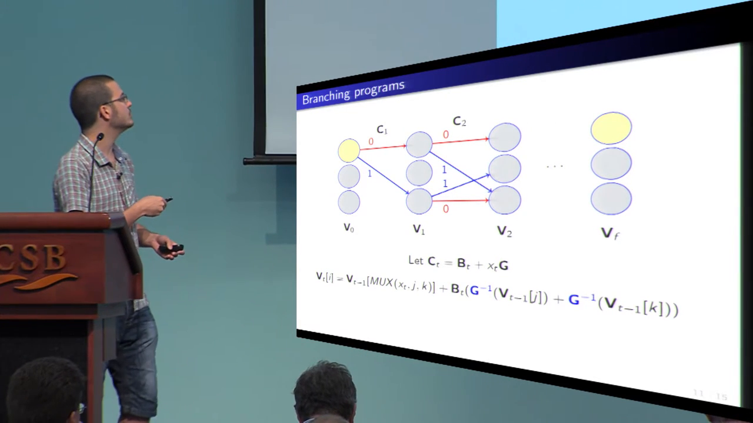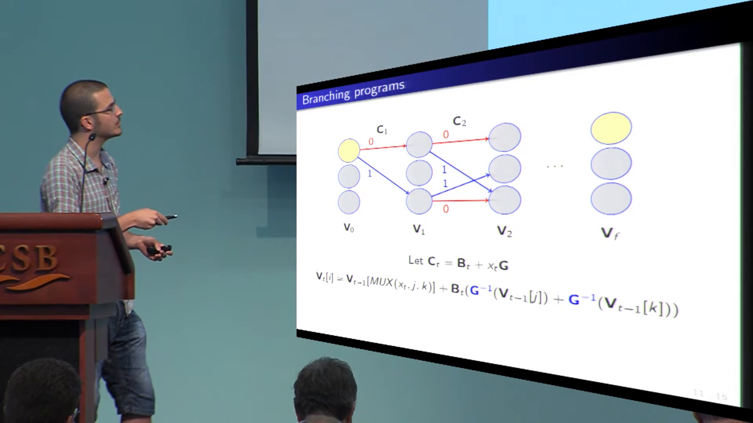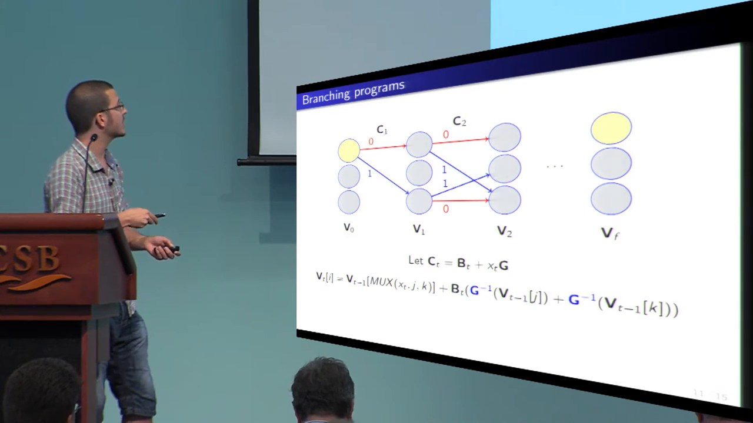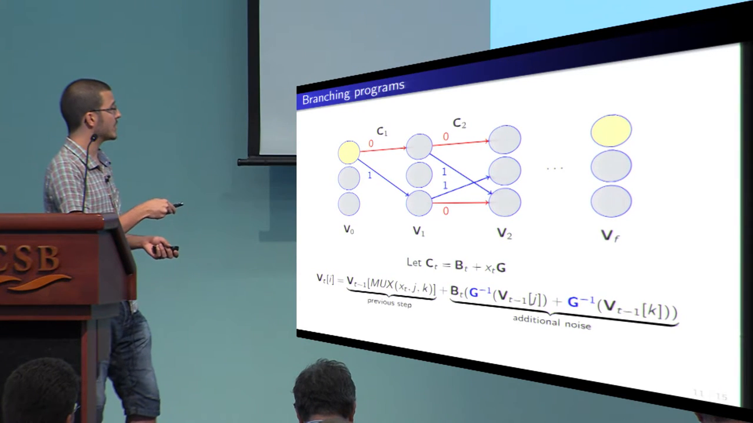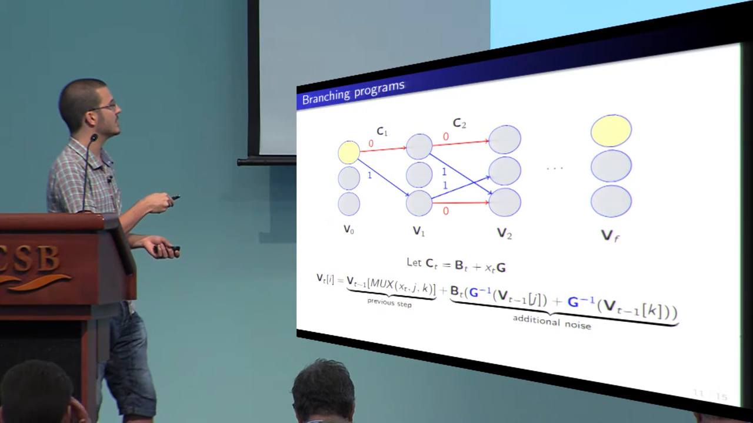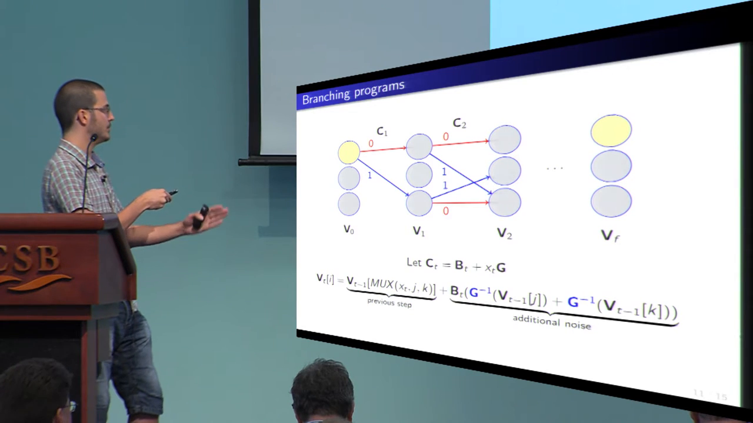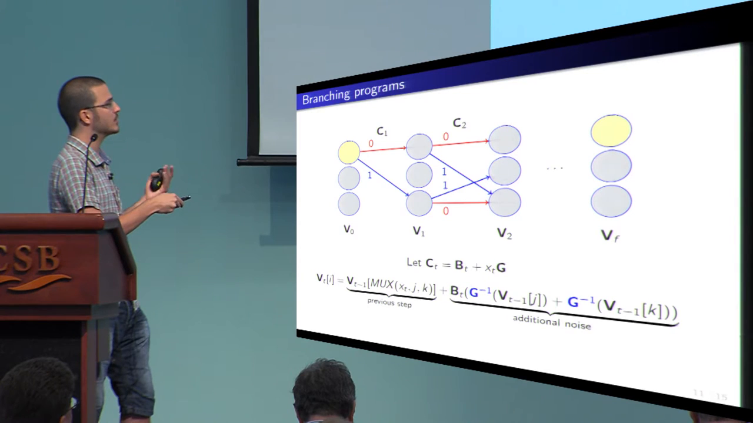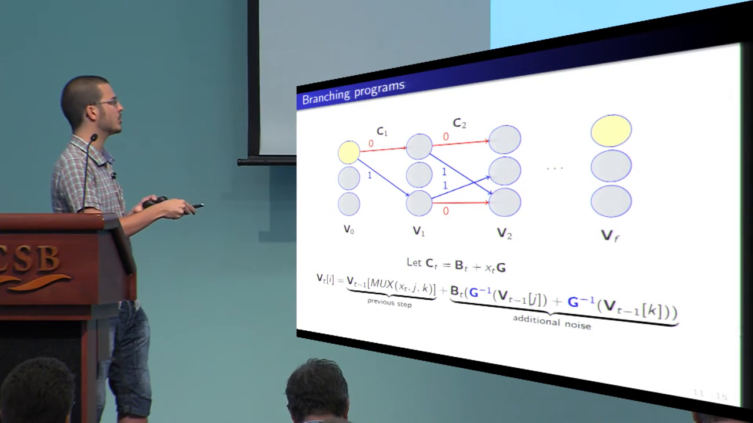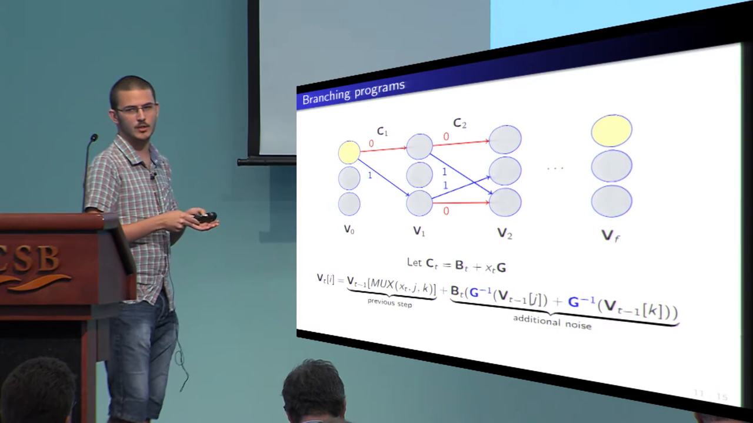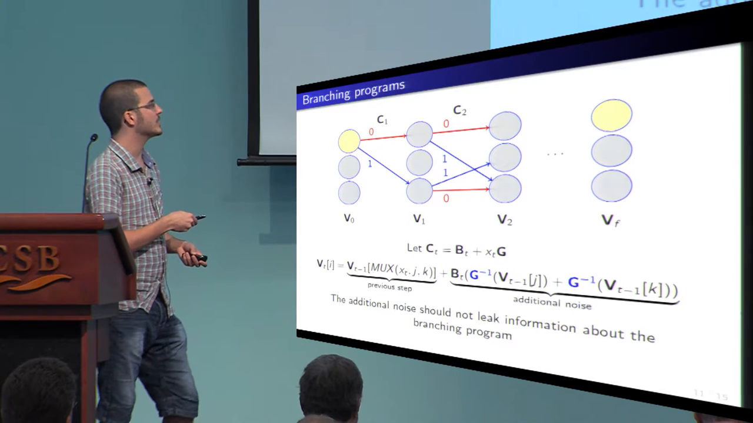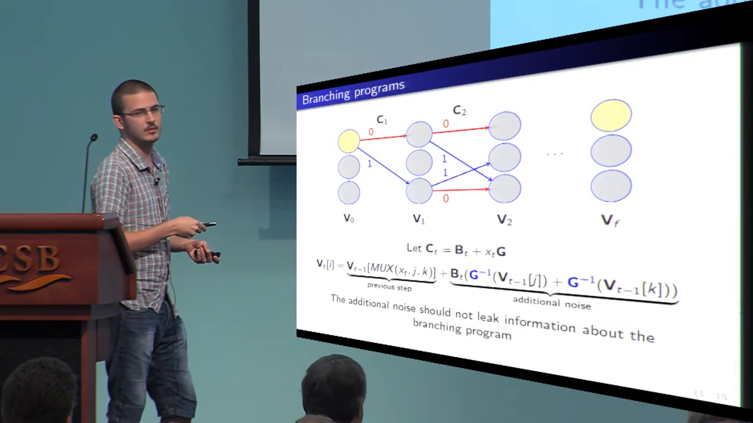And here you just have to trust me, but if we reorder the terms, we get this. So what does this correspond to exactly? This, you can see, is a previous step of computation. This is V_{t-1}, so the previous state taken at the right place according to the choice bit. So this will be the previous ciphertext, and this will be an additional noise that comes from the operation we have made.